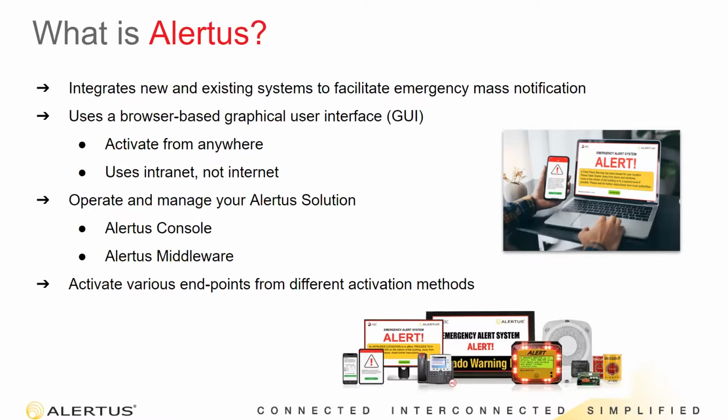Your Alertus server consists of two major components: the Alertus Console, which is the front-end web-based interface for sending out alerts and configuring your Alertus system. And then we have Alertus middleware, which is the back-end. It's a set of tools and communication protocols that do all the heavy lifting that makes Alertus work. Together, these components allow the Alertus server to integrate with a wide array of other products and services at your organization.